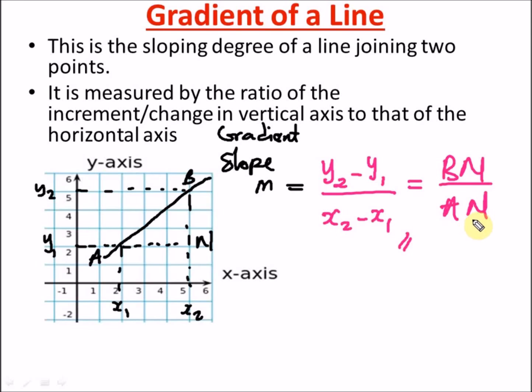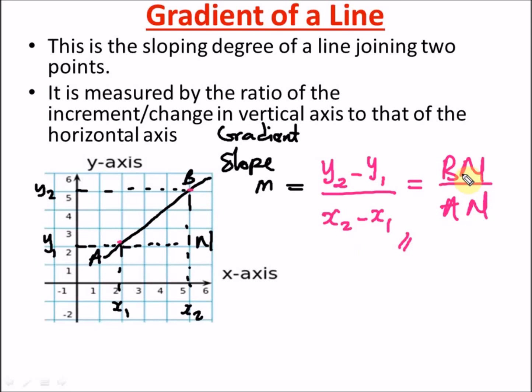So when you see slope and gradient, it is the same thing. To get the gradient or slope of a line is simply the change in your vertical axis divided by the change in your horizontal axis, between the two points joining that, making that line. All right, between these two points.